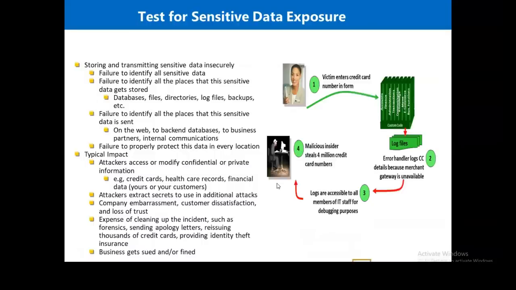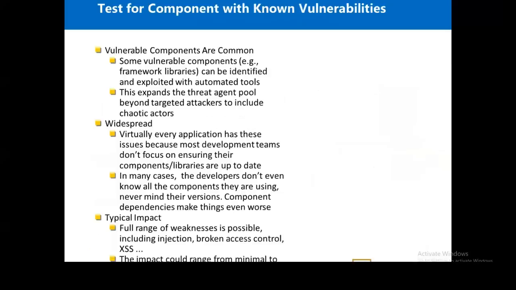Test for sensitive data exposure. In the new OWASP, it is categorized under cryptographic failures. So what do you do for this test? Failure to identify sensitive data, failure to identify what places sensitive data is stored. Sensitive data can be stored anywhere, in the files, in the directories, in the log files, like in the demonstration I just did, where the application was vulnerable to directory traversal. From directory traversal, I can see some sensitive data, like database configuration files stored in plain text, which is not supposed to be.